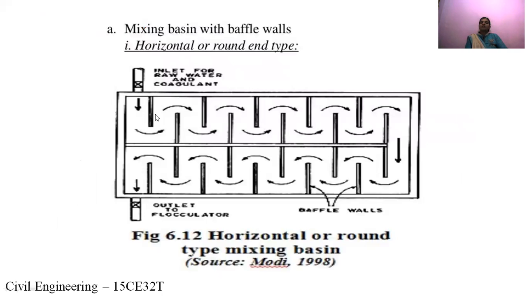This is the sketch of how the coagulant and raw water move from one end to the other. It comes down and moves horizontally, then again up, then horizontally, again down, again horizontal, again up, again horizontal. Like this it goes on moving, and then again from here it goes to the other end, to the outlet, and next to the flocculator, the next treatment unit.